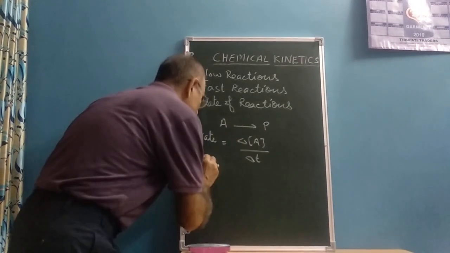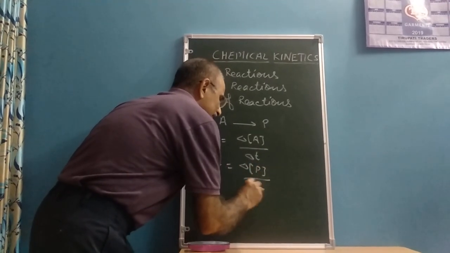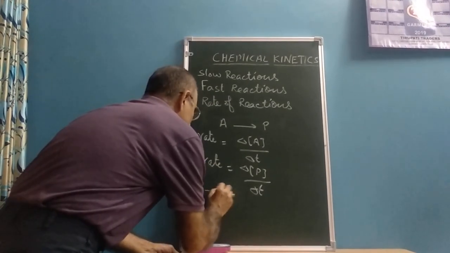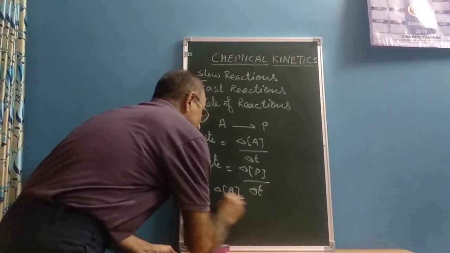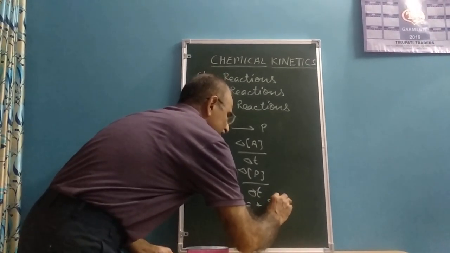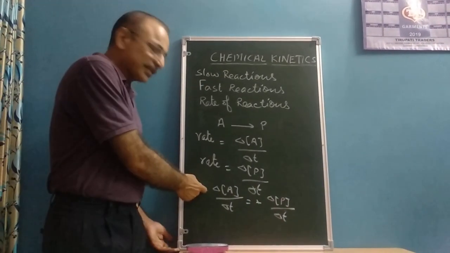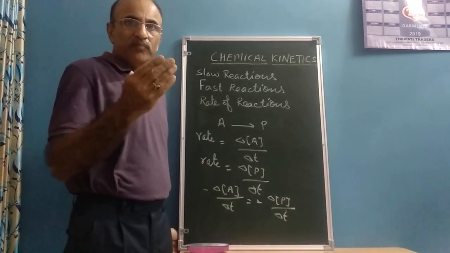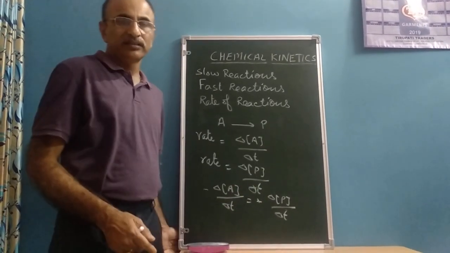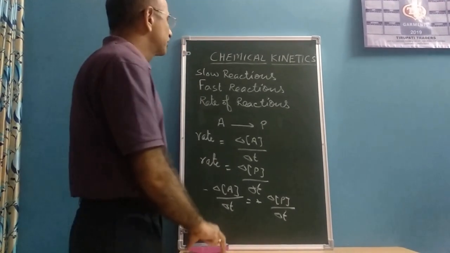The same rate can also be written in terms of product as delta P by delta T. And when you equate these two, you have to write a positive sign on the product side. This negative sign clearly indicates that as time passes, the amount of reactant tends to decrease, whereas the positive sign indicates that as time passes, the concentration or amount of product increases with respect to time.